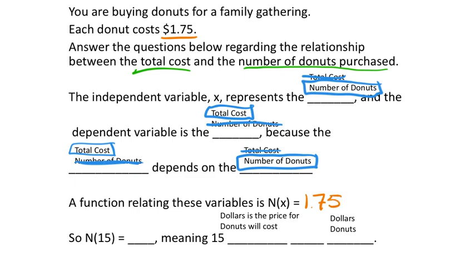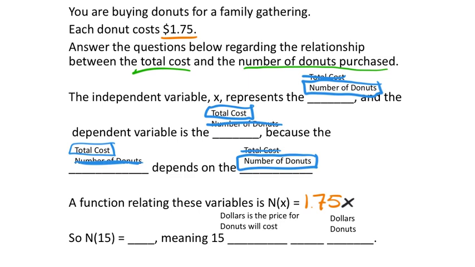Now, if I have $1.75, that's only for one donut. If I bought two donuts, I'd have to add it to itself. If I bought 3 donuts, add it 3 times. If I bought 4 donuts, add it 4 times. That's just multiplication right there because it's repeated addition. I'm just going to multiply that by x. That is the function right there.